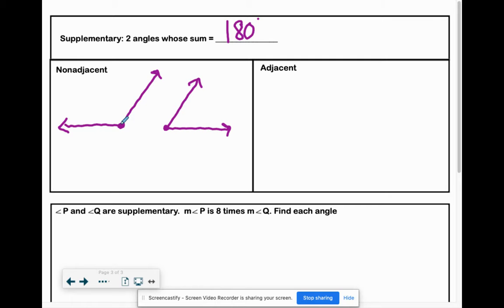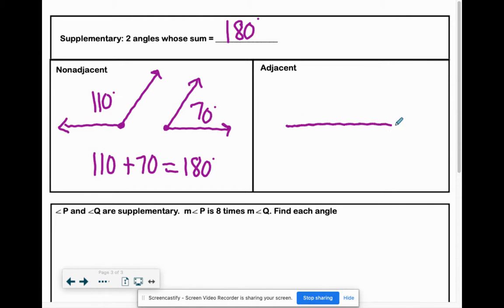So what's a measure that's bigger than 90 for that big one? 110. 110? That's good. I like that. So if that one's 110, this one would have to be 70. And again, just to show it, 110 plus 70 equals 180. And then adjacent, they make a straight line, so it's 180 degrees. And then you can draw an arrow whichever way you want. And then we'd have our two angles like that.